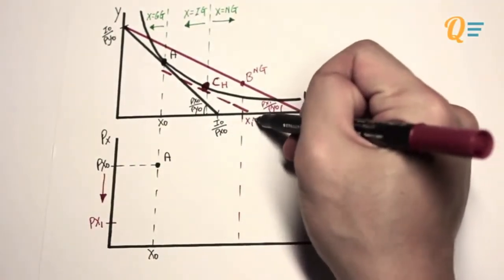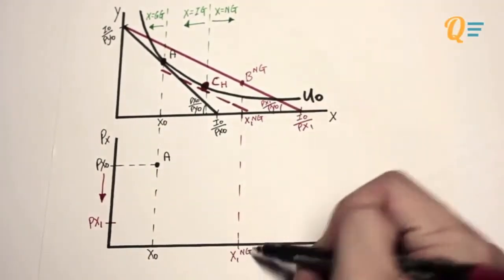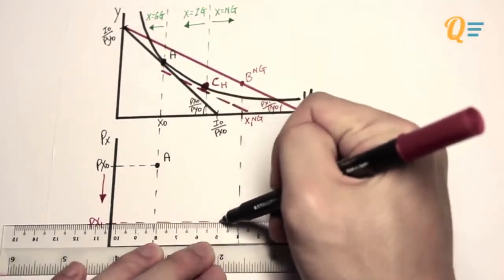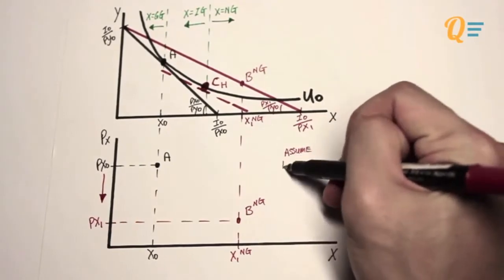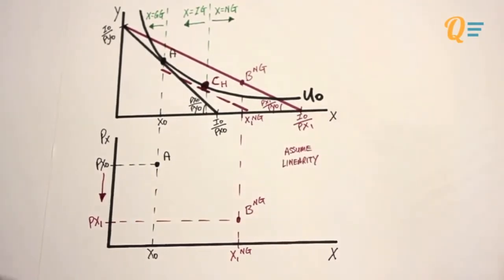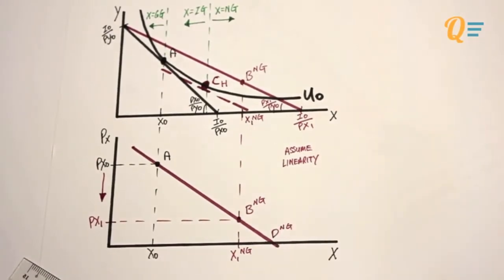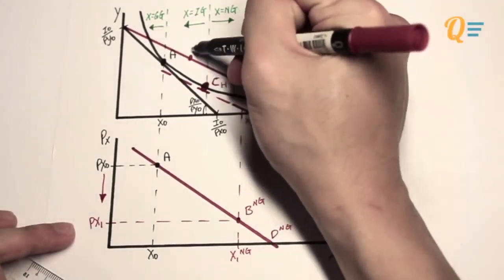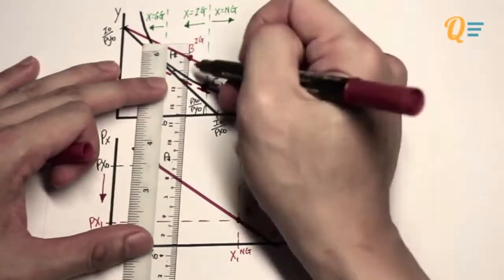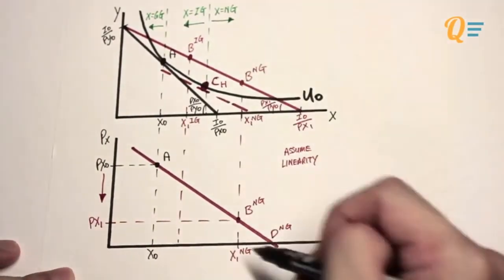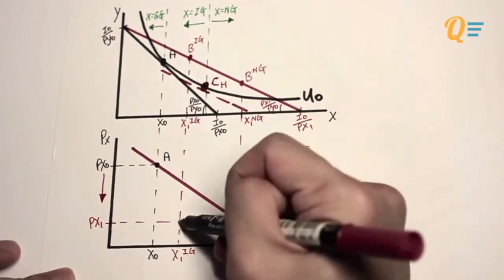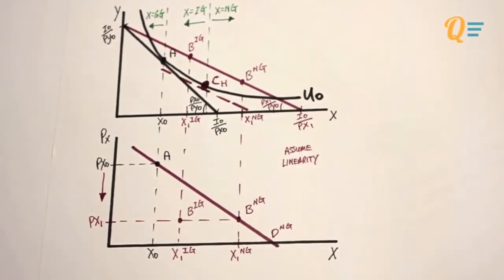I'm going to extend this all the way down to the second graph. So I'm going to label this as X1 normal good. And given X1 normal good and Px1, I've got point B. I'm going to assume linearity here. And what I'm going to do is connect point A and point B so that I have a demand curve showing that X is a normal good. So this is how you typically derive a demand curve. The reason why I say assume linearity is because in real life, your demand curve is never a straight line. Sometimes it might be a curve. So I've got another point. I've got point B if, let's say, X is an inferior good.